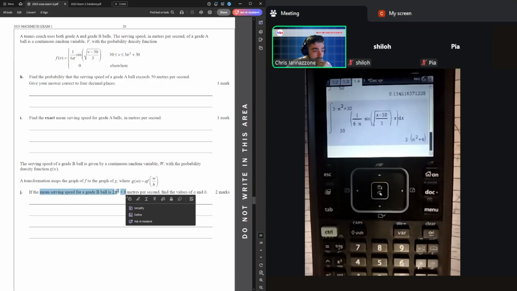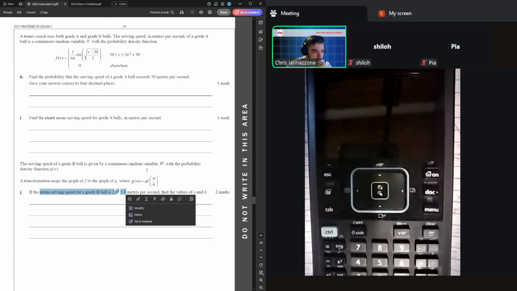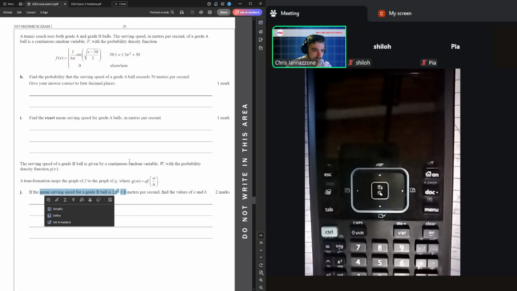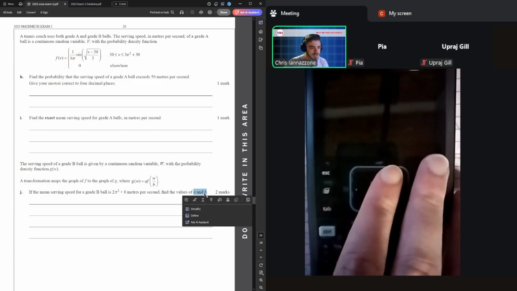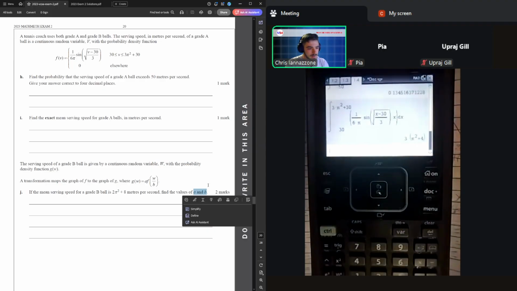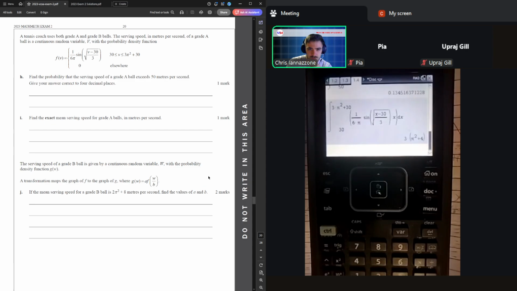We're also told a known quantity of our grade B ball, which is that the mean is specifically going to be 2 pi squared plus 8. So we're told off the bat what the mean has to be. That's the key information that we have. The last hint that I'll give before shutting up for a bit is that you have 2 unknowns. You've got 2 unknowns, and 2 equations is usually what's required there.